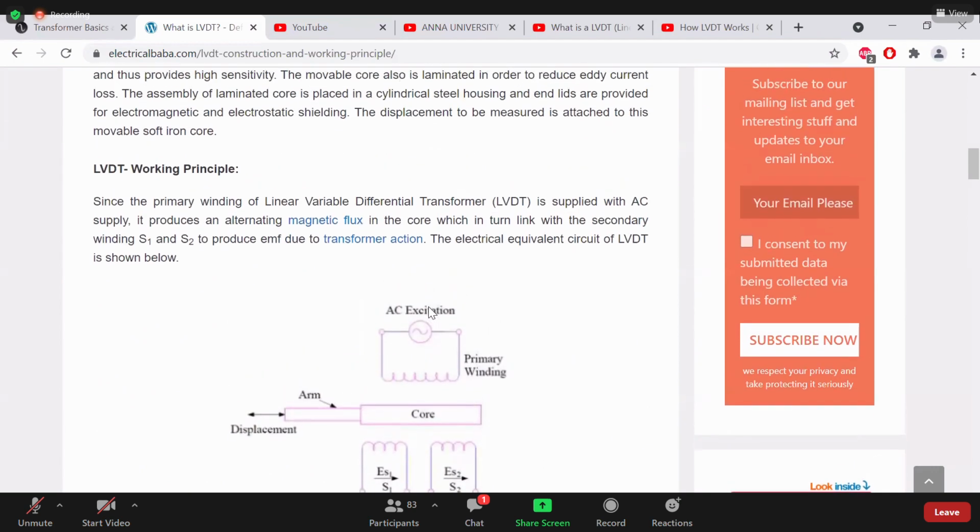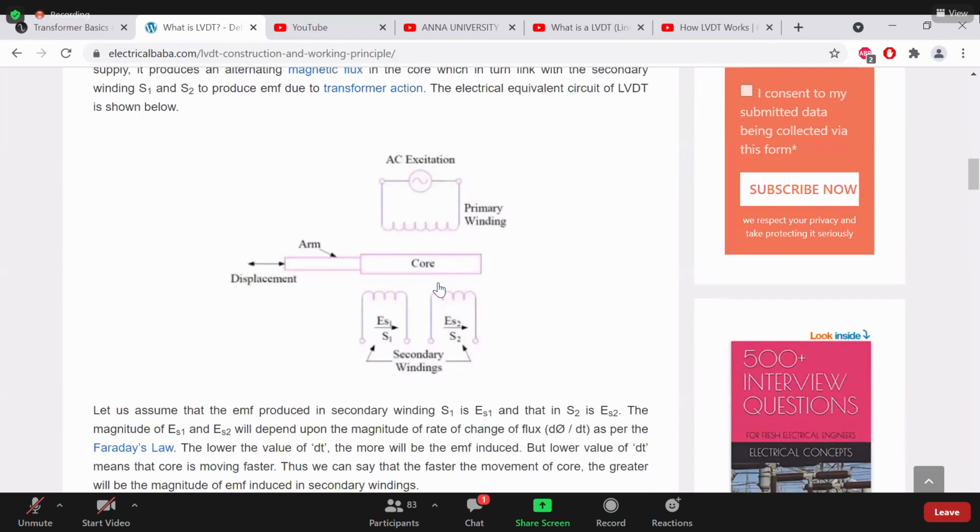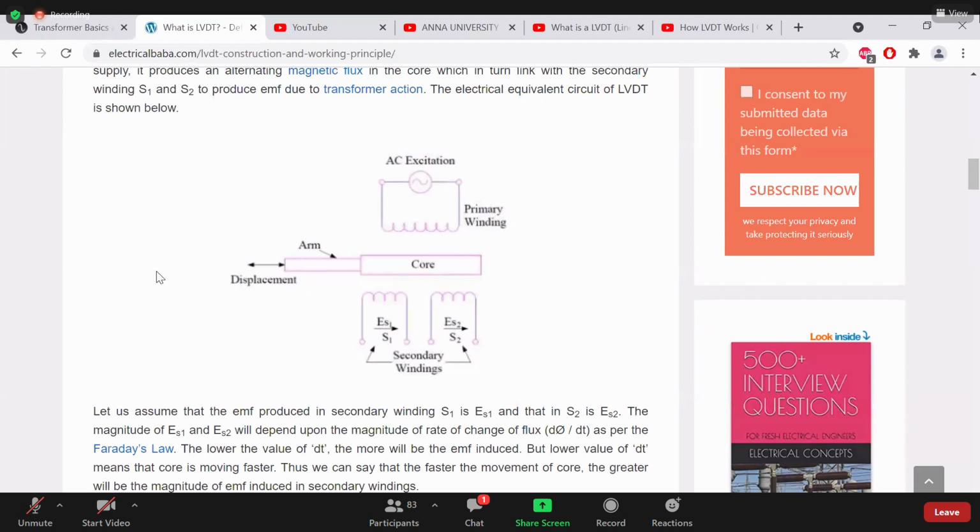LVDT, linear variable differential transformer. So if I move the core towards left, it will cover only secondary 1. And if I move the core completely towards right, it will cover only ES2. So I will get only negative voltage as output. In this way, depending on the position of the core, we will get different outputs, and depending on those outputs, we can estimate the displacement of the core. If we connect any movable object to the core, we can estimate that object's displacement by using the LVDT.